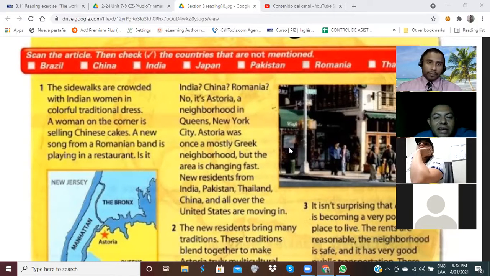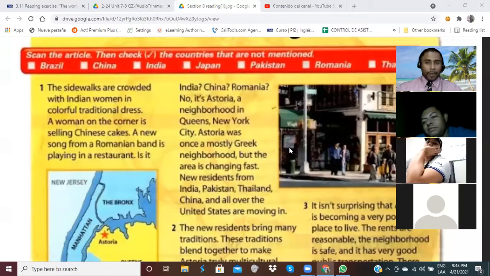Is it India, China, Romania? No, it's Astoria, a neighborhood in Queens, New York City. Astoria was once a mostly Greek neighborhood, but the area is changing fast. New residents from India, Pakistan, Thailand, China, and all over the United States are moving in.